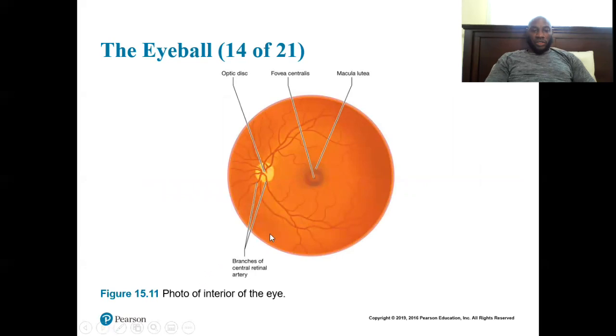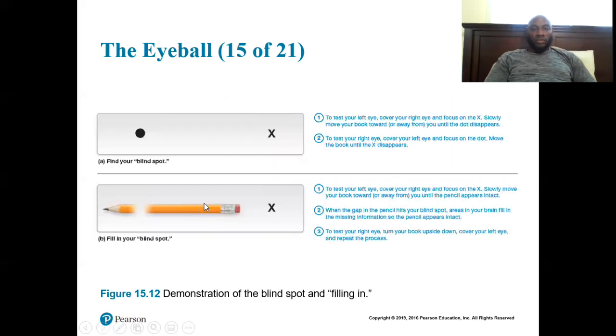All right, so this is the fovea centralis, macula lutea, and the optic disc or blind spot. You can look at this slide and test your blind spot. You can read these instructions and test it.